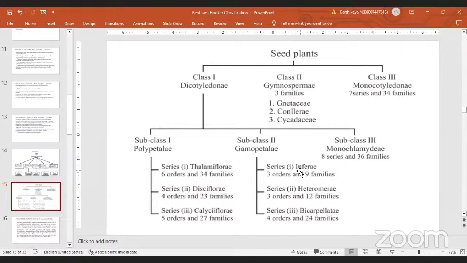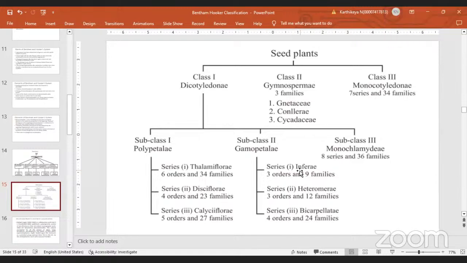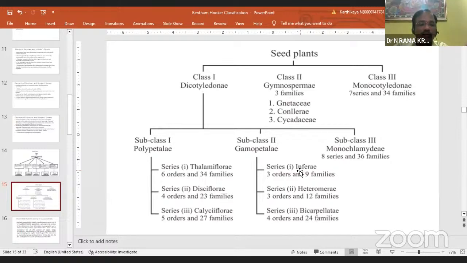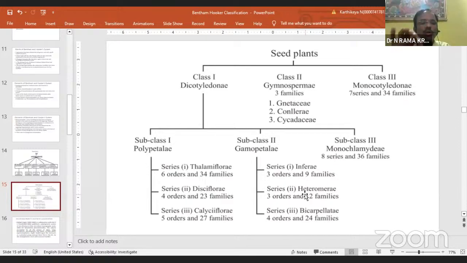Here I am looking at the seed. We are looking at the two cotyledon seed, but it is not easily divided. Very close association. We call that Inferae. It is not easily divided. Is it okay now?